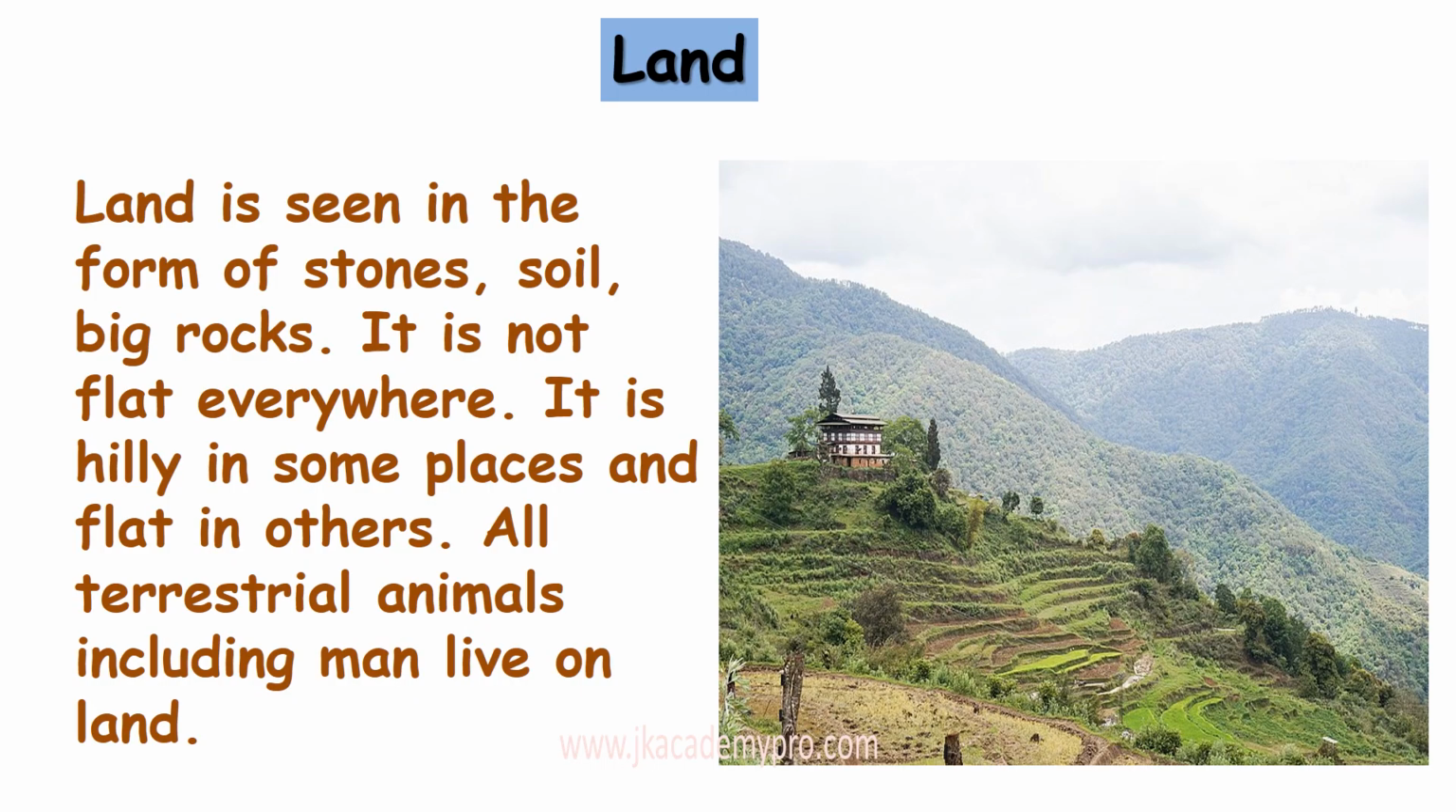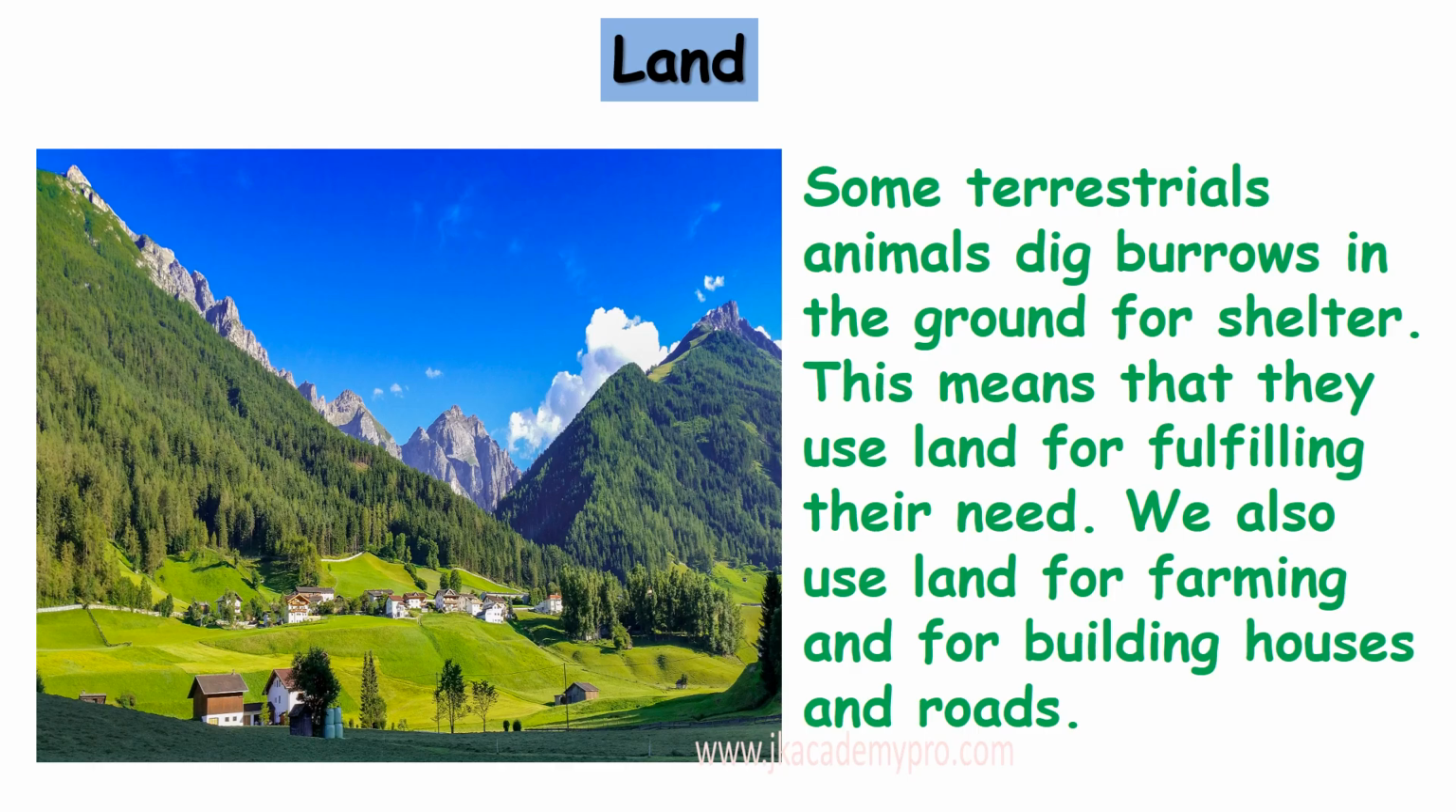Land is seen in the form of stones, soil, big rocks. It is not flat everywhere. It is hilly in some places and flat in others. All terrestrial animals, including man, live on land. How do the terrestrial animals use land? Now, some terrestrial animals dig burrows in the ground for shelter. That is, animals like rabbits and snakes. They make their homes deep into the soil. So, this means that they use land for fulfilling their needs.